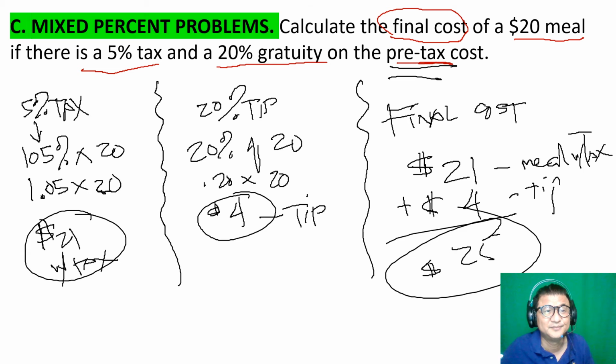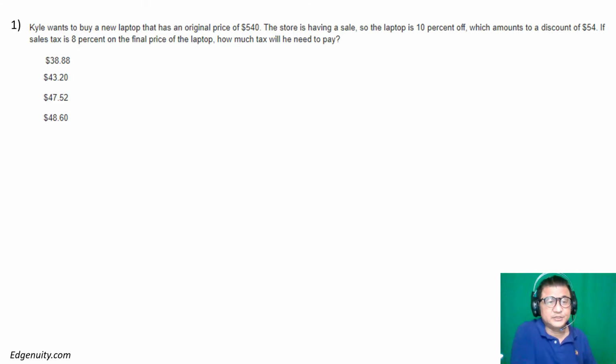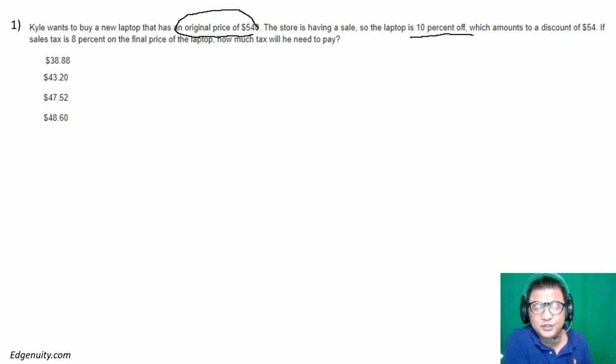So that's a combination. Now let's do some Ingenuity problems. Kyle wants to buy a new laptop with an original price of 540. The store is having a sale on the laptop at 10% off, which amounts to a discount of 54. All right? So that 10% is $54. They already told you, remove the $54. If the sales tax is 8% on the final price, how much tax will he need to pay?